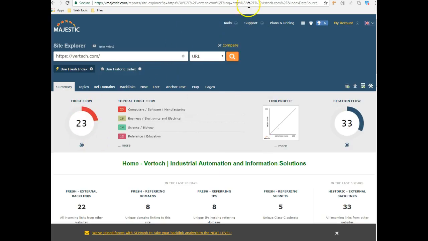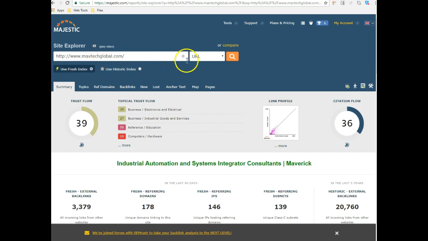But if I look at some of the other ones, Vertec, computer software manufacturing, that's perfect. That's what their website wants to identify with. That's what yours wants to identify with. Looking at Majestic Global, which I thought was one of the better ones, trust flow 39, and they're getting found for computers, hardware, industrial goods and services, electronics, electrical. So this is all important stuff that you're going to want to be found for too.